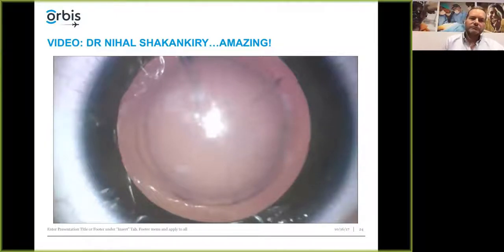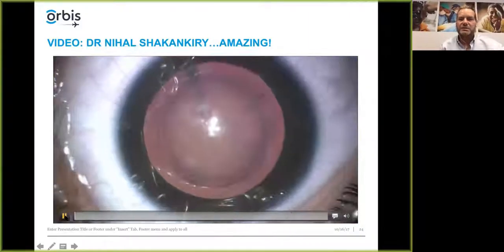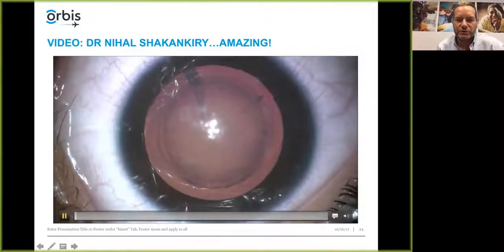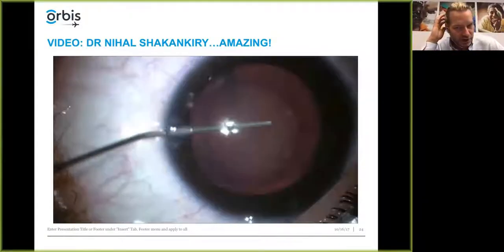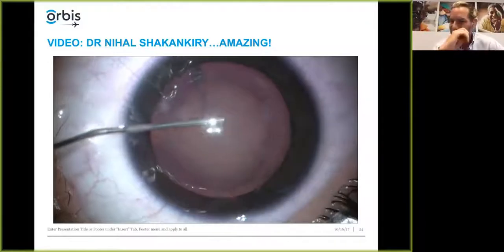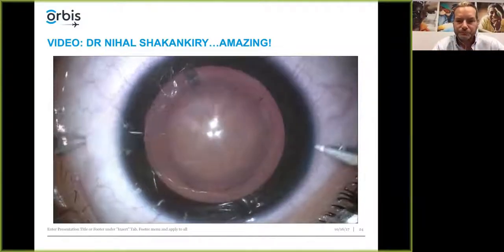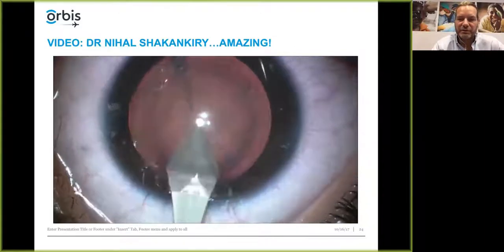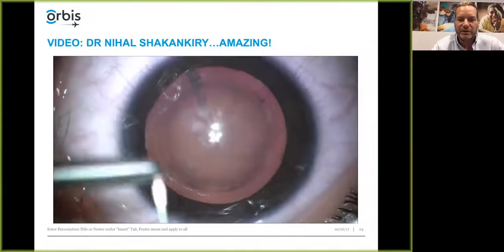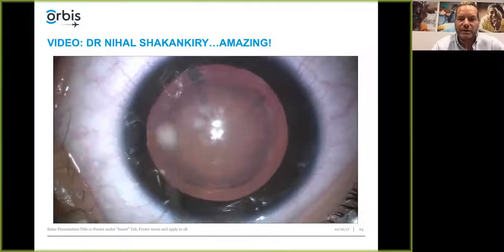However, this video that I'm going to show you now from Dr. Shakankirian in Egypt is really a nice example of how you can do all of this from the front. All right, and she has this nice bimanual technique. She's putting some viscoelastic in the eye now. And then here's her second instrument incision. Those are MVR blades. And then she goes ahead and makes a primary IOL implant incision.